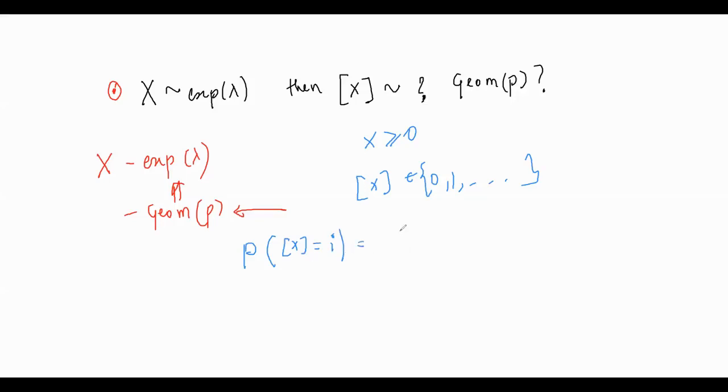Box of x equals i if and only if x takes values from i to just before i plus 1. So you can write it as the probability that x is less than i plus 1 and greater than or equal to i. Since the probability at a single point in a continuous distribution is 0, we can also write it as the integral from i to i plus 1 of e to the power minus lambda t dt. If you work it out, you will get the result.